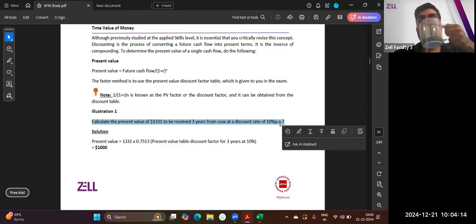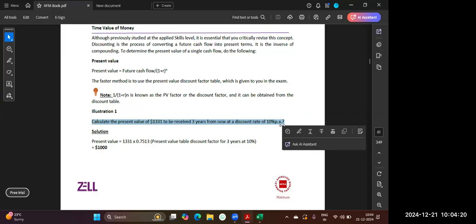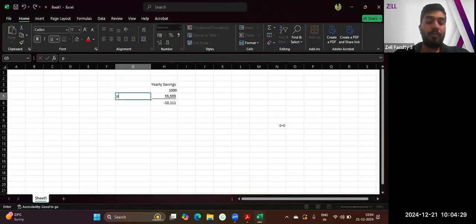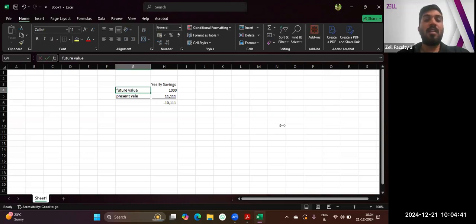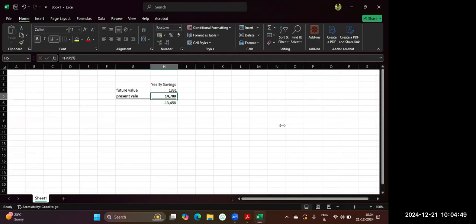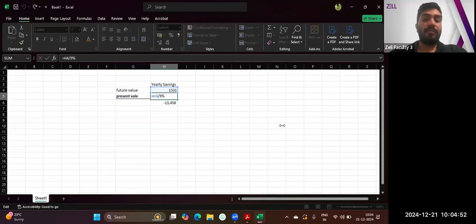Can someone read it out loud? Calculate the present value of $1,331 to be received 3 years from now. Okay. That means, how much money are you receiving after 3 years? 1,331. Okay. And what is the discount factor? 10%.